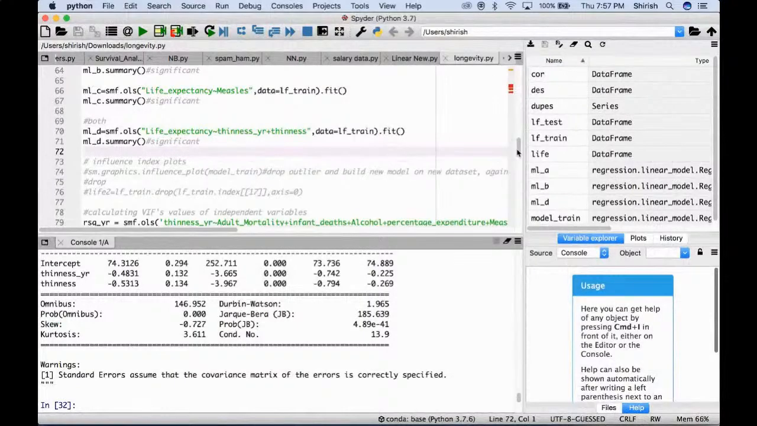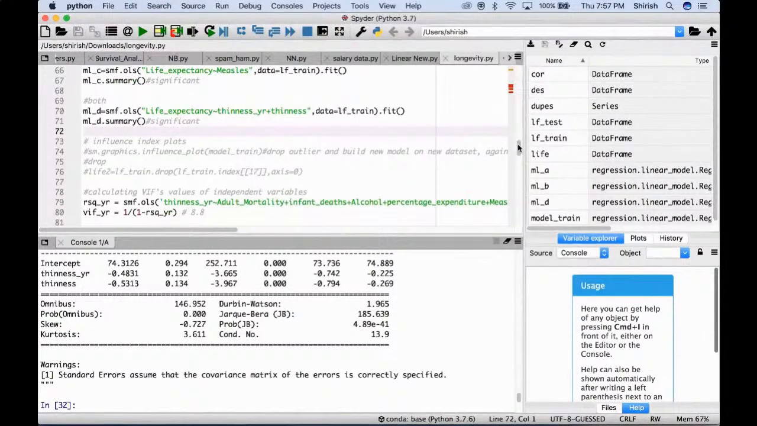So there are various plots available to show which observation is having an impact. If there is such a particular observation, you can drop it and redo the analysis. Even you have something called the variance inflation factor.